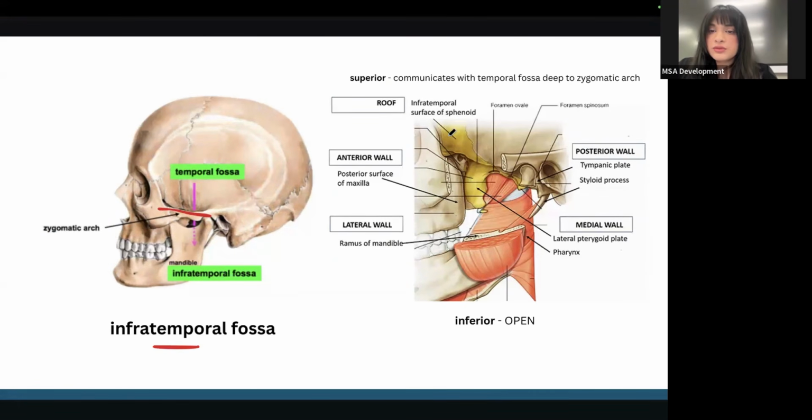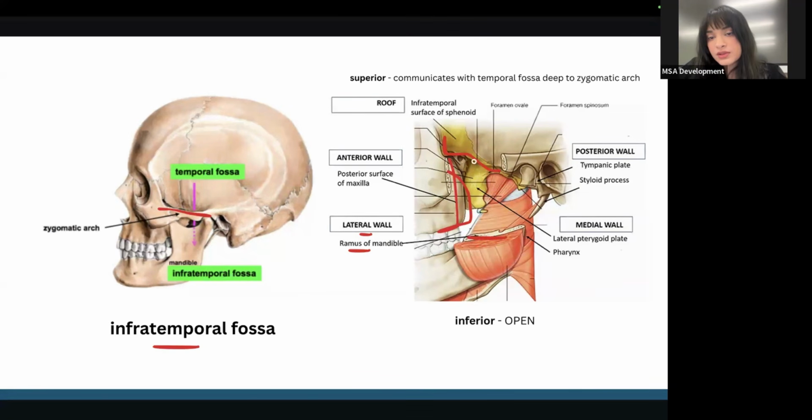Let's start off with the roof. The roof over here is the infratemporal surface of the sphenoid. So this is the sphenoid over here, the roof of the infratemporal fossa. Anteriorly, you have the posterior surface of the maxilla. You can see this is the maxilla, and this is the posterior surface of the maxilla. Then you have the lateral wall, which is the ramus of the mandible. Laterally, it's cut from here, but this is the lateral wall of the infratemporal fossa.